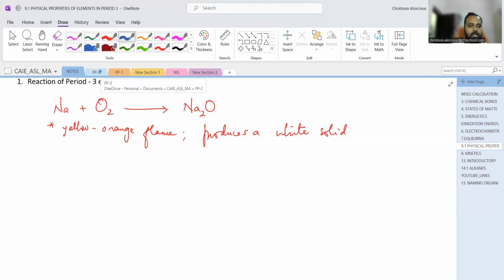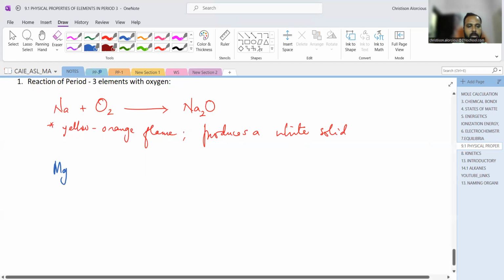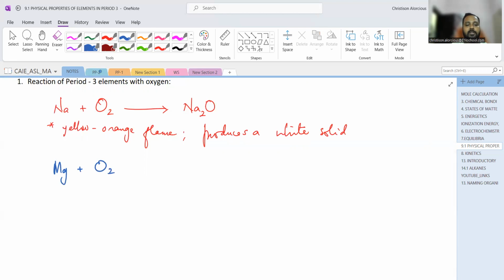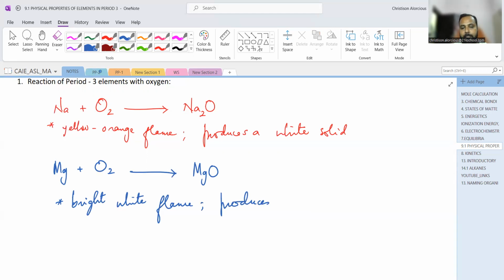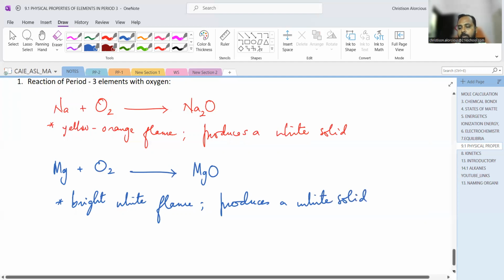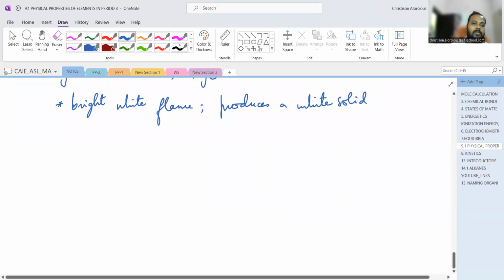The second one is magnesium. You take a cleaned magnesium ribbon and heat it in the presence of oxygen. So you are going to get magnesium oxide. This one burns with a bright white flame and produces a white solid. So there's nothing more to it.